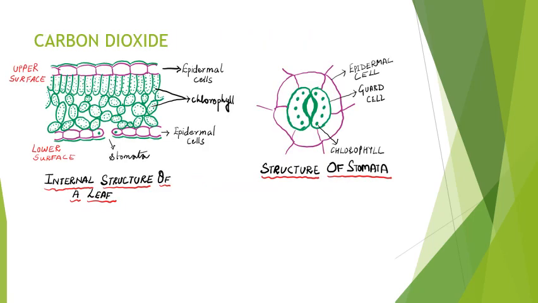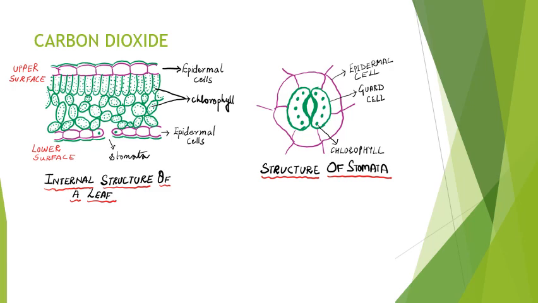So the first component of photosynthesis is carbon dioxide. And you all know that carbon dioxide is a gas. So the plants absorb gas through small openings which are present on the surfaces of their leaves. These small openings are called stomata. Here is the diagram of the internal structure of a leaf.